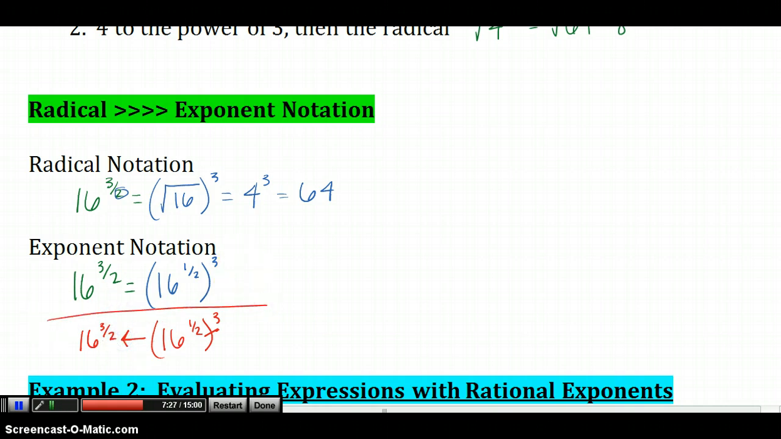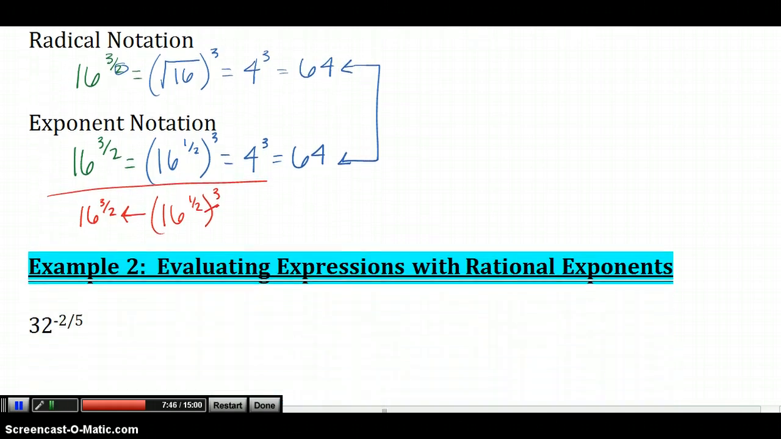Going on with this problem up here, we have 16 to the half power, same thing as the square root of 16, which is 4, to the third power, which is 64. So we have two problems, different notation. Important to be able to flip back and forth between those two.